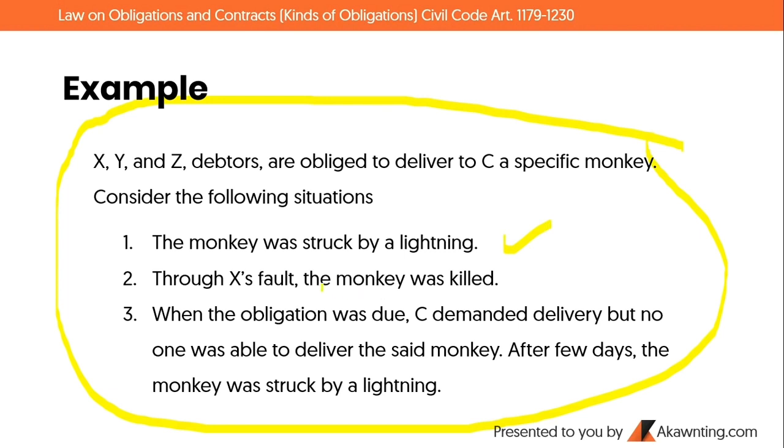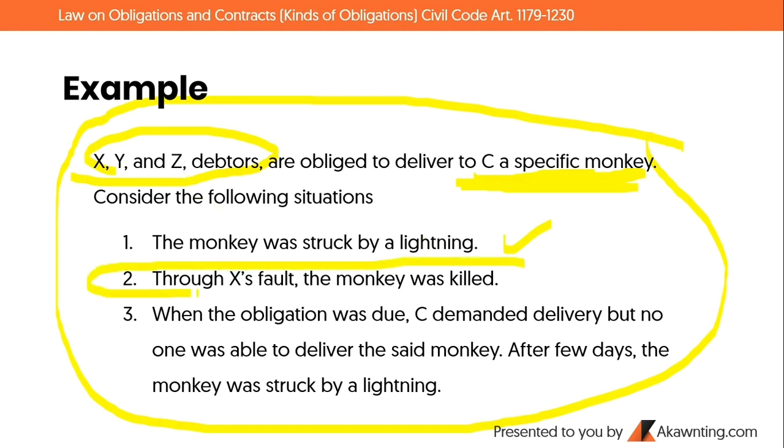Extinguishing obligation. Number 2, through X fault, the monkey was killed. Okay, so in this case, paano ba yun? Si C, okay, dahil solidary debtor si X, Y, and Z, ang pwede niyang singilin, or ang mode, or ang proseso, or ang method, kung paano maningil si C, ay isa-isa. Hindi niya pwedeng singilin ng isa, tapos magpa-reimburse na lang. Sa solidary yon. Kasi joint to, iba siya this time, kasi joint to, di ba? So si C, maniningil siya kay X, maniningil siya ulit kay Y, maniningil din siya kay Z. Okay? Iba-iba.